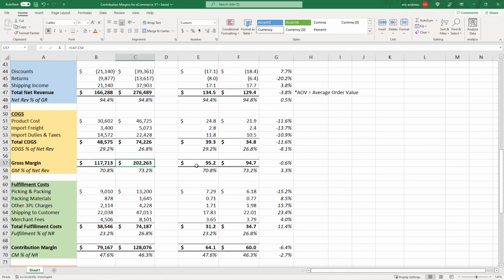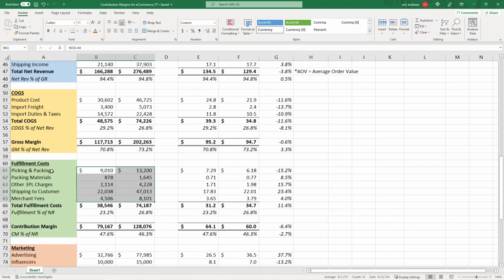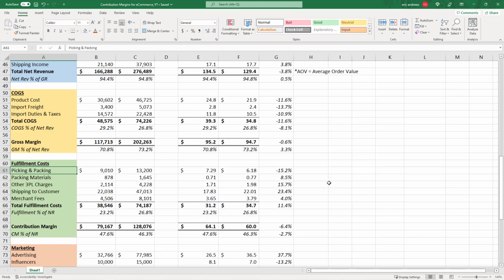So that leaves us with a healthy amount of gross margin, around 70 to 75%. But then we have the question of fulfillment. And fulfillment has a lot of different things that can roll into it, depending on what type of product it is, where it needs to be fulfilled from, etc.